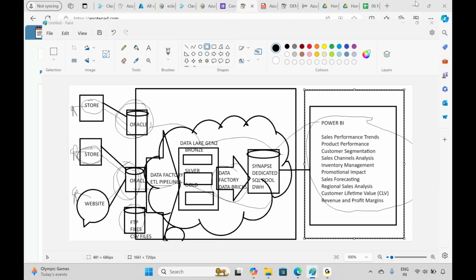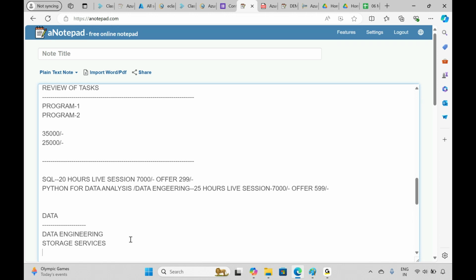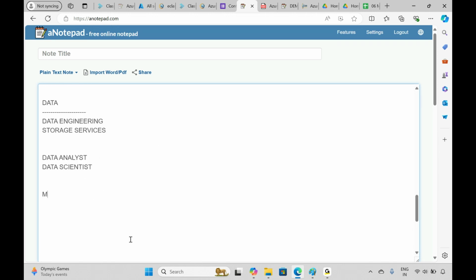So the regular sessions are going to start from Monday onwards. We have two slots: 6 a.m. is one slot, 9 a.m. is another. Which slot are you going to join? You can join the same meeting link you used today, and you can directly join at 6 a.m. or 9 a.m.